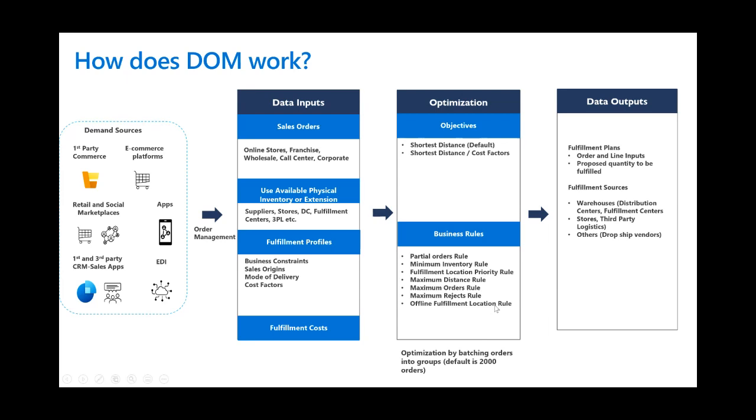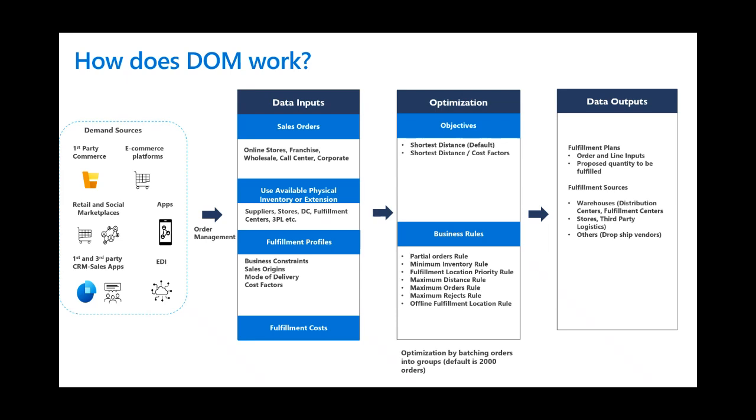The maximum rejects rule can specify how many times a particular sales order line can be rejected before it is set as an exception. The business scenario is like this: the DOM is run, and it assigns the sales order to a particular warehouse or a store. Now that warehouse or store may not want to fulfill that line, right? In that case, they can reject that particular line.